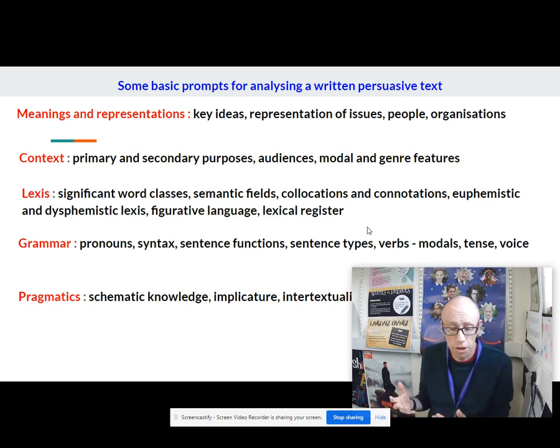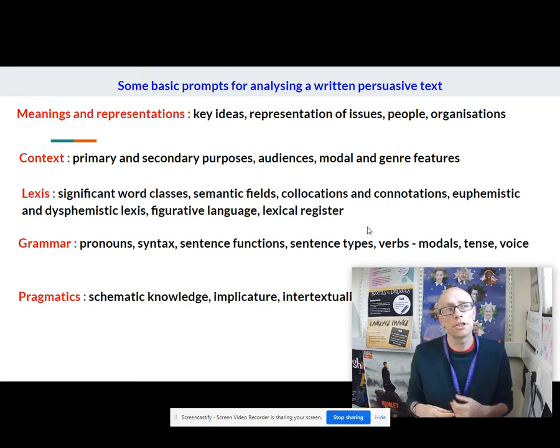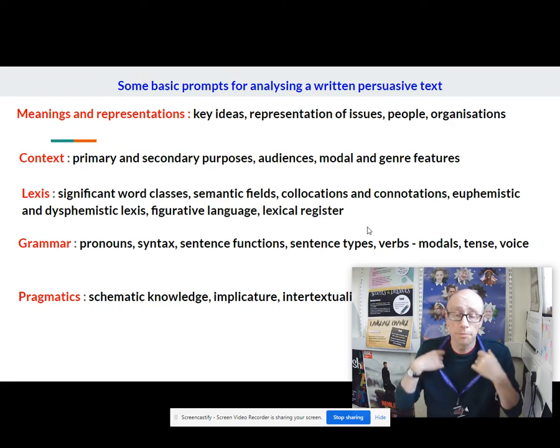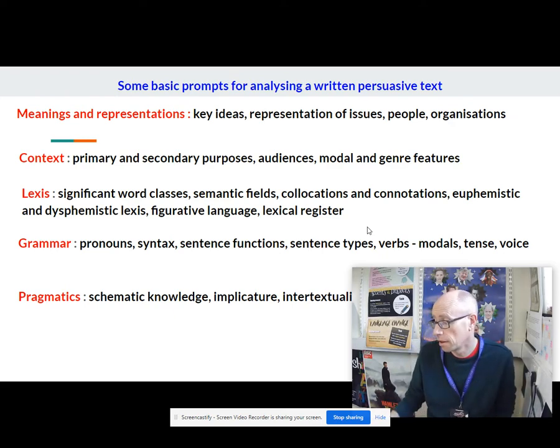And if they are rich, there are going to be quite a lot of assumptions being made about the schematic knowledge of the reader. And there may well be, in these complex ones, quite a lot of implicature, i.e. implied readings, meanings that the reader is being assumed to infer. And there may well be intertextuality, so links with other cultural texts.